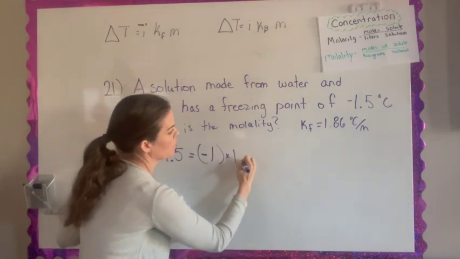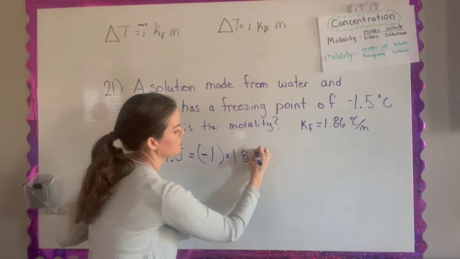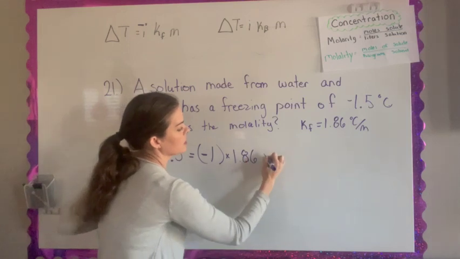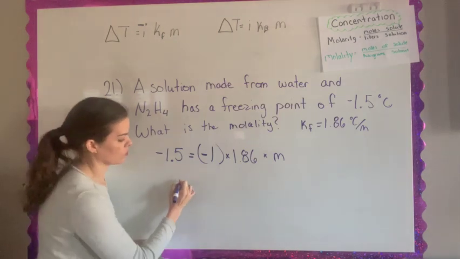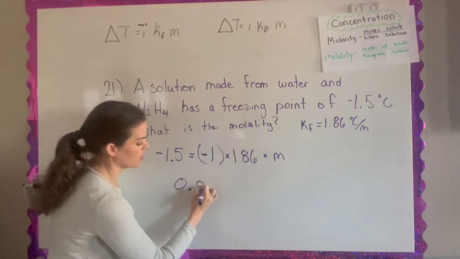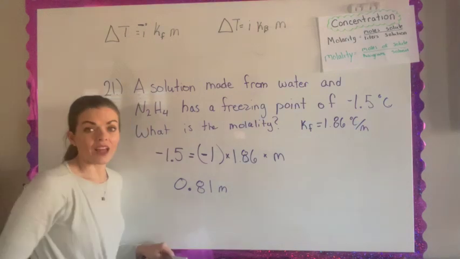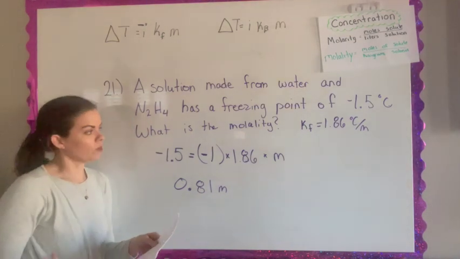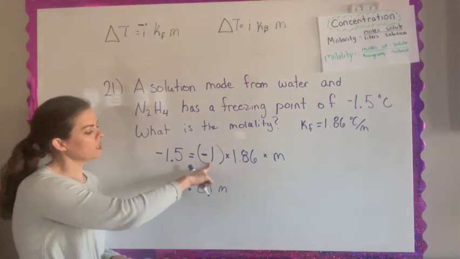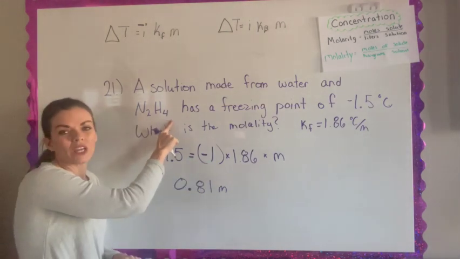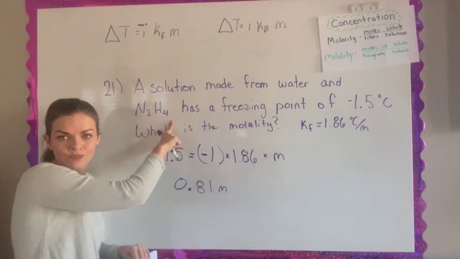I'm going to multiply it by 1.86, and then m is what I'm trying to solve for. If I work this through algebraically, I get 0.81 molality. And that's all there is to this problem. I believe the biggest step for people that get confused on this one is determining that i is 1, because this is not an ionic compound.